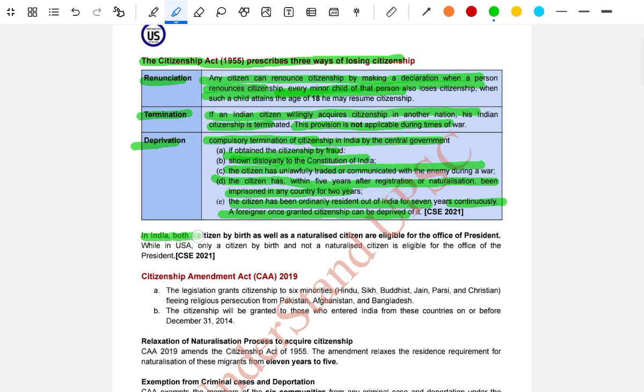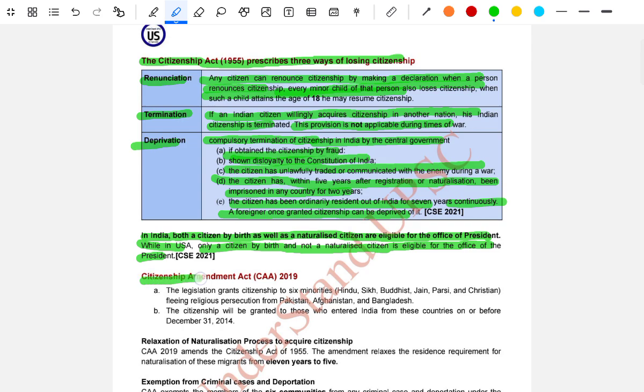In India, both a citizen by birth as well as a naturalized citizen are eligible for the office of the president, while in the USA only a citizen by birth and not a naturalized citizen is eligible for the office of the president.